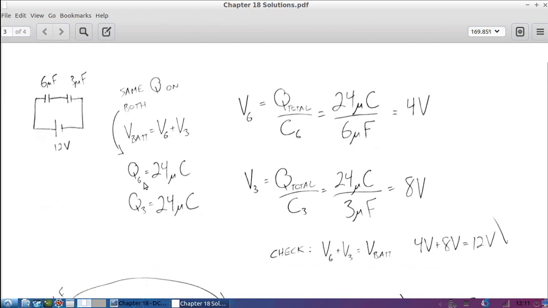So in this step, I can say Q6 is 24 microcoulombs, Q3 is 24 microcoulombs. And then this equation is true. Right? But I know the voltage of the battery, but I don't know V6 or V3. So I'm going to solve for V6 and V3. So V6 is Q total, which is also Q6, 24 microcoulombs, divided by its capacitance.